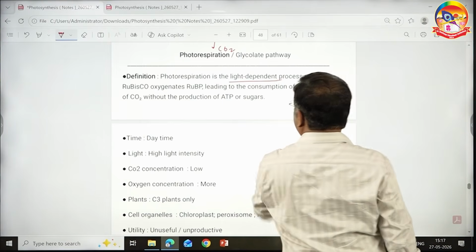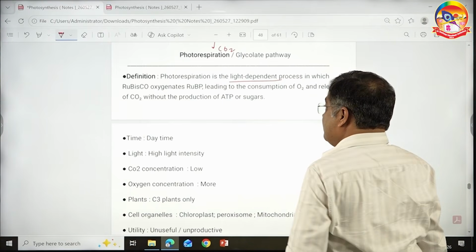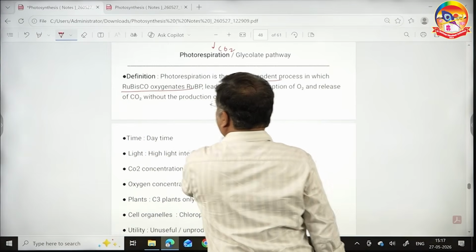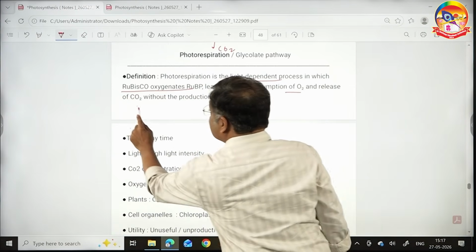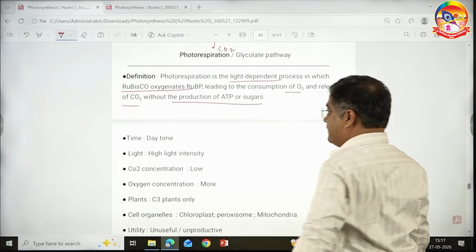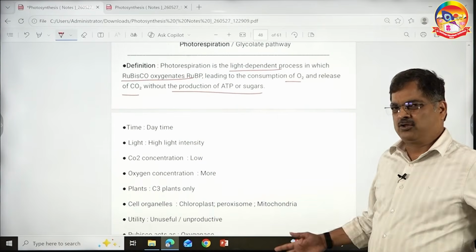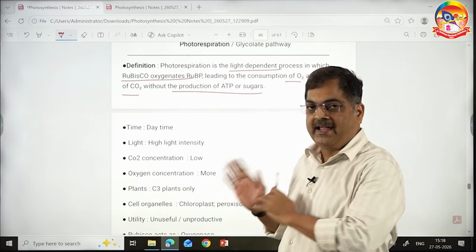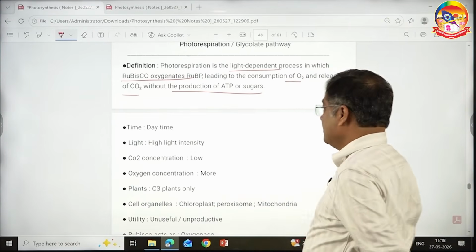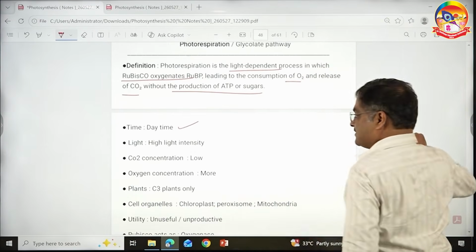Photorespiration is a light-dependent process in which RUBP oxygenation occurs, leading to consumption of oxygen and release of CO2 without production of ATP or sugar. It's a very marathon statement. I kept too many points there. Shall I break it and make it easy? All right, time, daytime, yes.